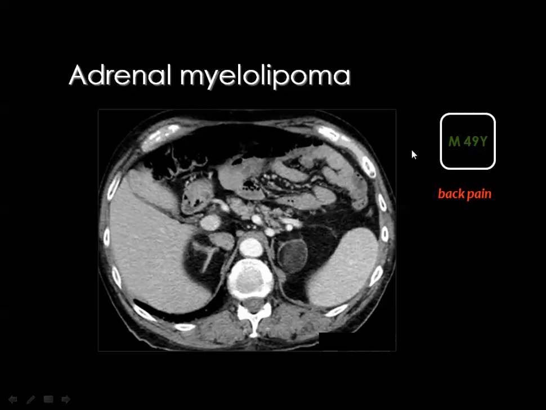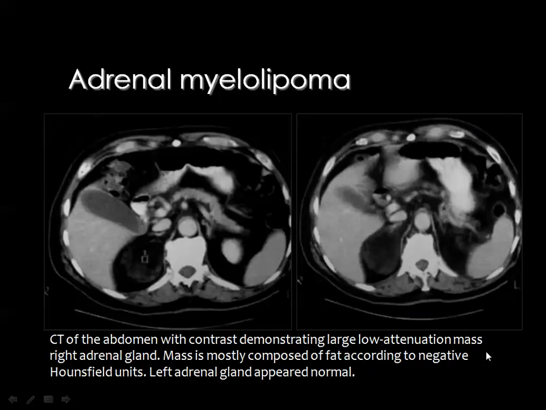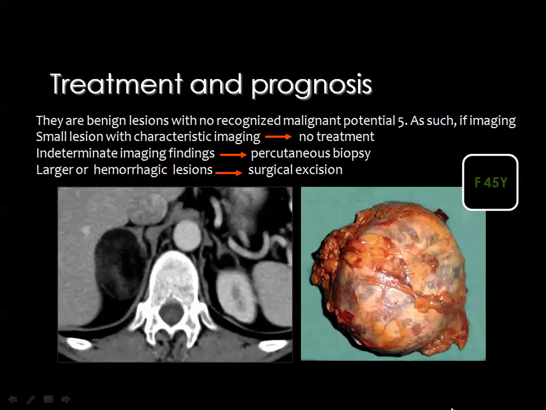In this patient with low back pain, you see a fat-containing mass in the adrenal gland on the left side, the right one is good. And this is also an adrenal myelolipoma on the right side, a fat-containing lesion. And this is how to deal with the adrenal myelolipoma.